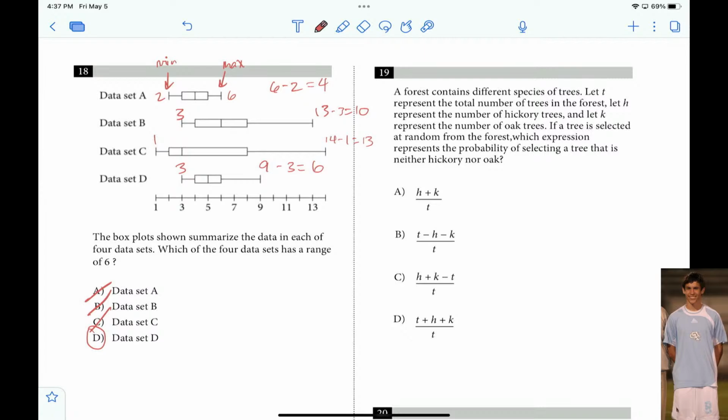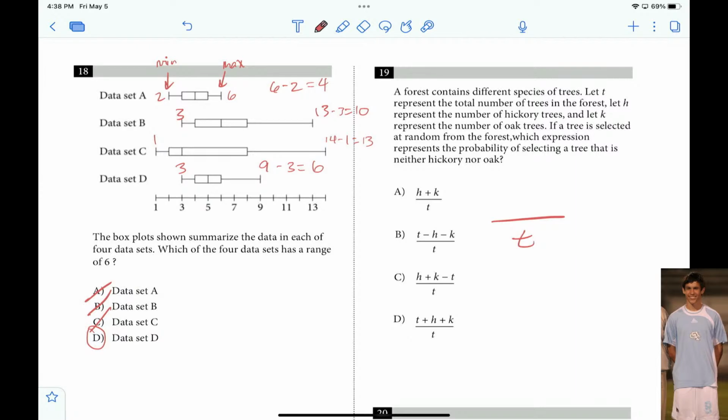So here, probability, we usually put the total on the bottom. Depending on the problem, again, we had one earlier where we didn't put the total of everything on the bottom. But here we're putting all the trees. We're choosing from all the trees. So of all of these trees, we want to know what's the probability that it won't be hickory or oak.